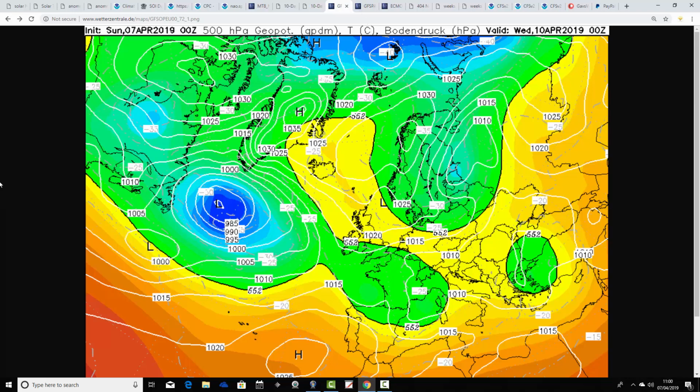High pressure dominating up over Scandinavia and going towards Greenland. So this is the reason the Arctic oscillation is negative. That's the reason, the high pressure that's sitting up here between sort of Greenland and Scandinavia, centred close to Iceland, that's pushed the AO into negative territory. And that brings us these easterly winds.